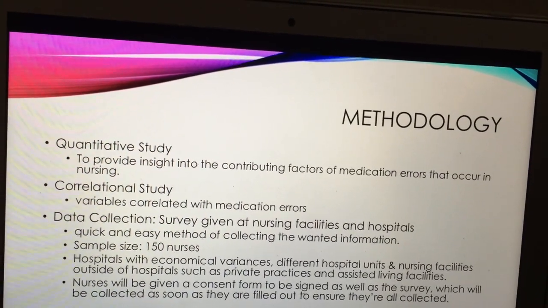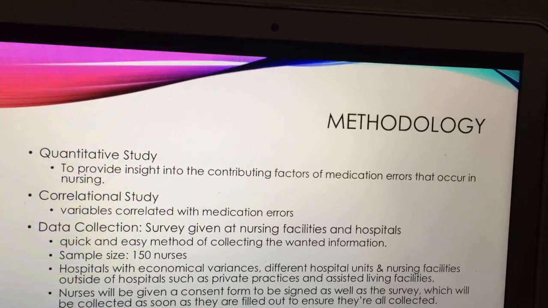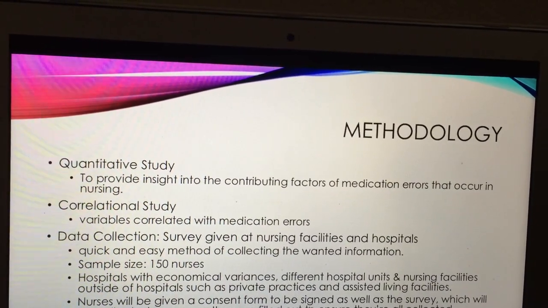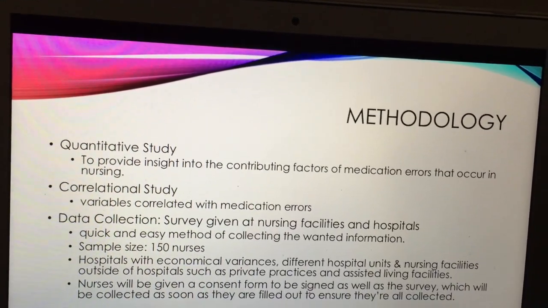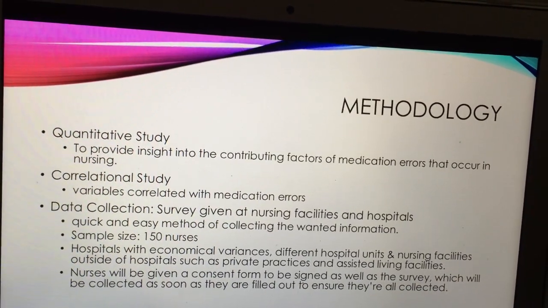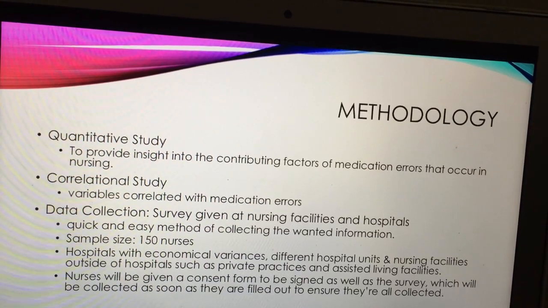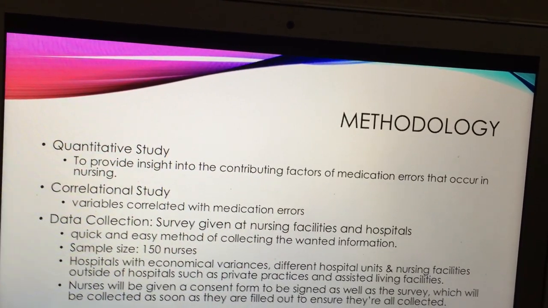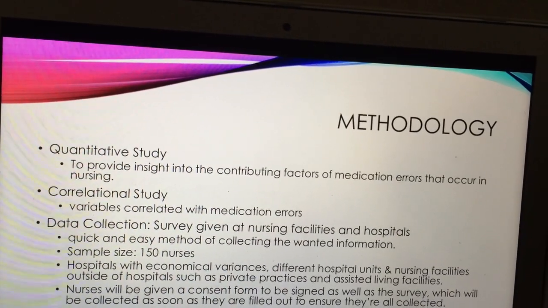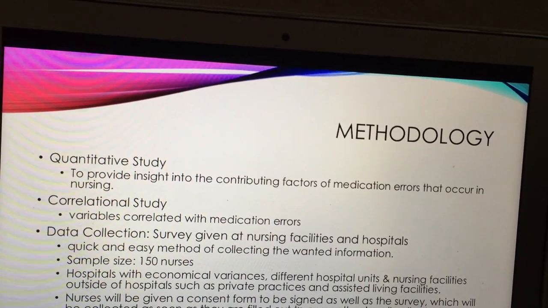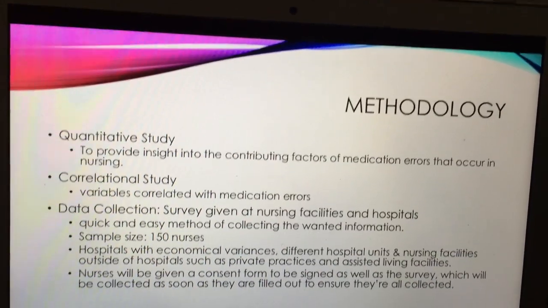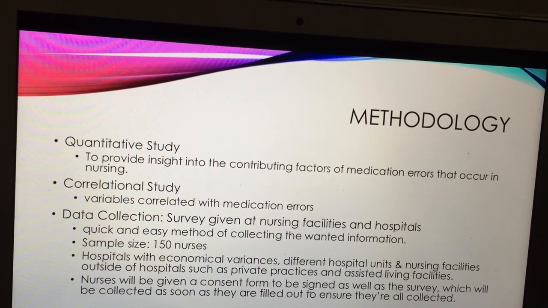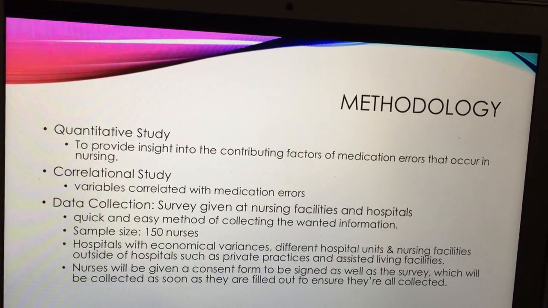This will be a quantitative study to provide insight into contributing factors of medication errors that occur in nursing. It's a correlational study due to variables being correlated with medication errors being studied. For the data collection, a survey will be given at nursing facilities and hospitals. This will be a quick and easy method of collecting the wanted information.